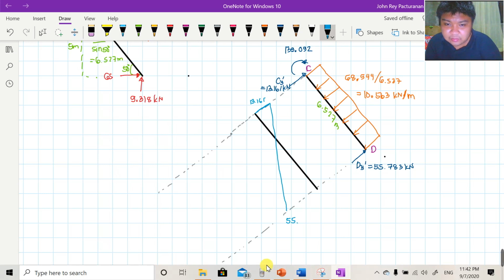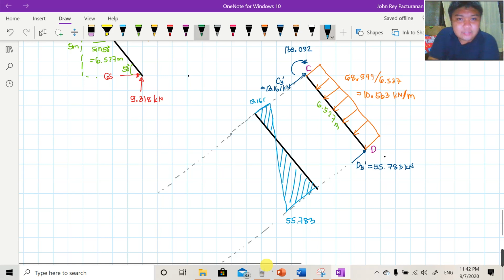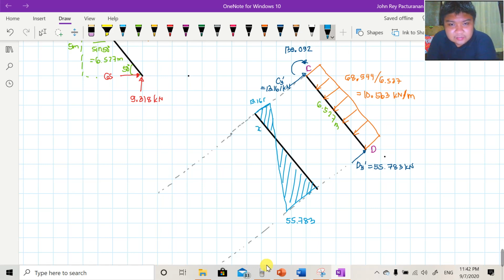Pero gusto ko lang siyang gawing sarado. So, 55.783 na lang. Tapos, i-close ko na siya. Kasi nga, ang mangyayari, ganun dapat ang maging shear diagram. So, this will be the shear diagram, class. Okay, so 55.783. On the other hand, we need to look for the value of x here. Kasi, yun yung negative pala dito, negative 55.783. So, this is the shear diagram of the frame.